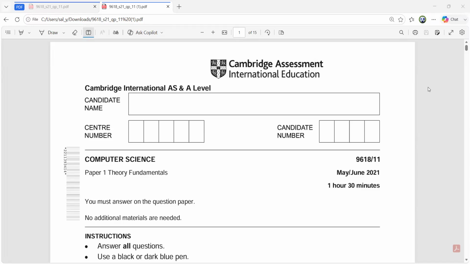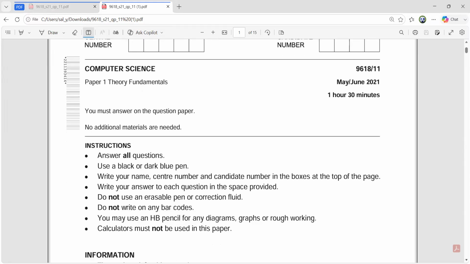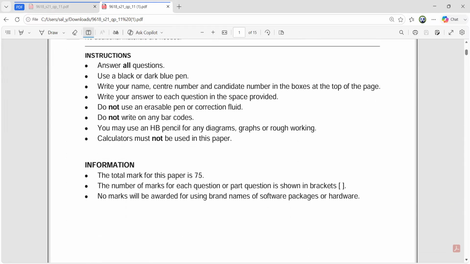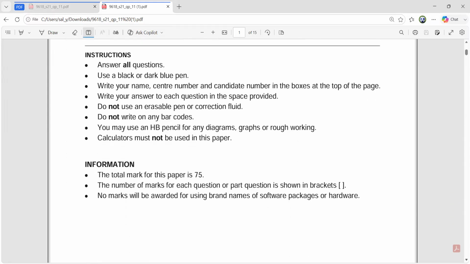The duration of the paper is 1 hour 30 minutes. You have to answer on the question paper. No additional materials are needed. The instructions: you have to answer all the questions, use a black or dark blue pen. You have to write your name, center number, and candidate number in the given boxes. You have to write your answer to each question in the given space. Do not use an erasable pen or correction fluid at all.